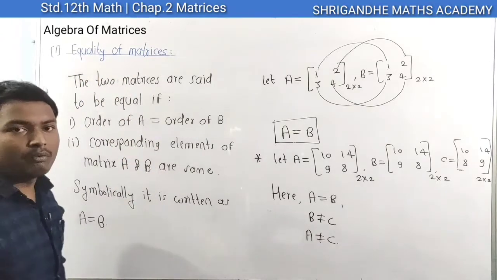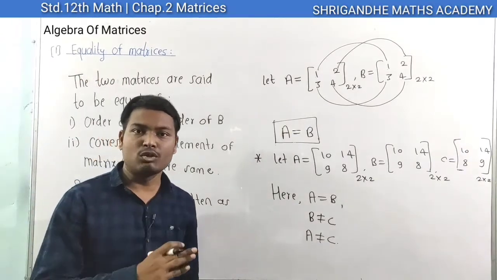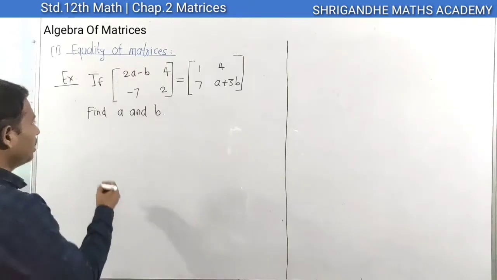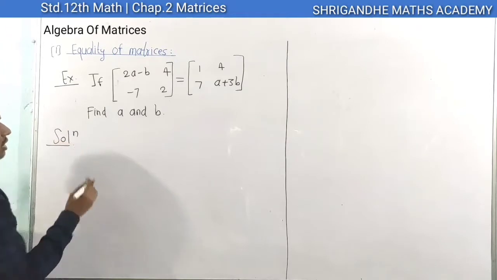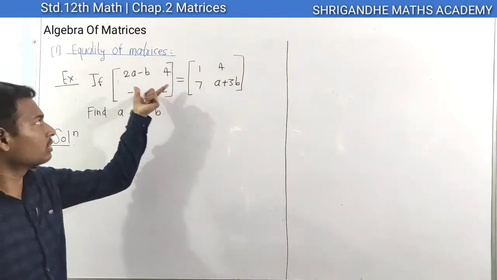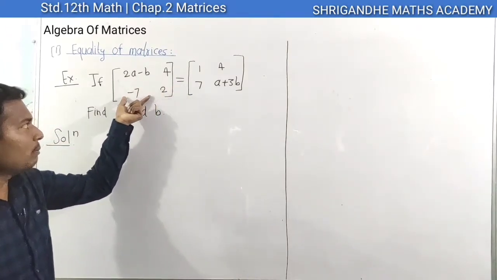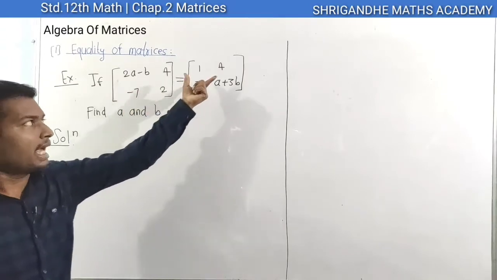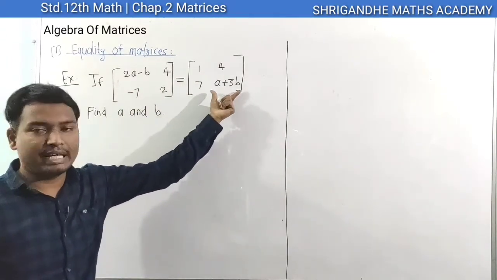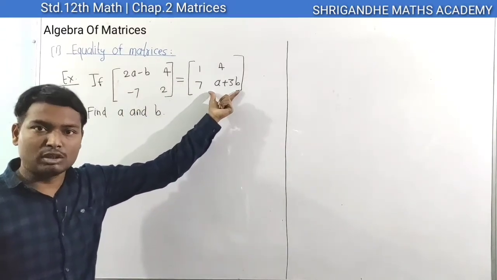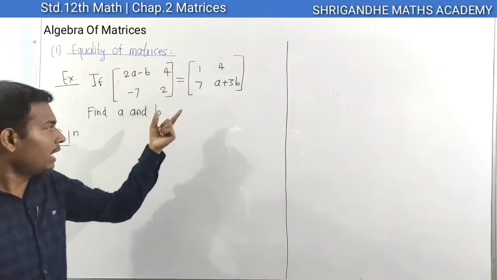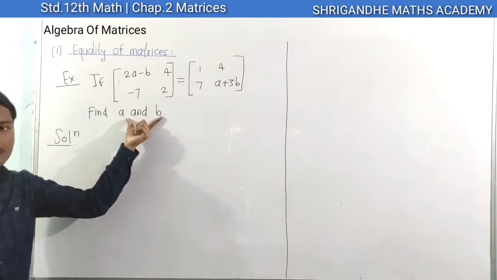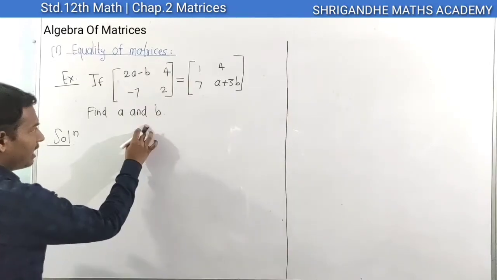Let me see one particular example of equality of matrices. Let me solve one particular example. Here, two matrices are given: 2A minus B, 4, minus 7, 2 is the first matrix, and 1, 4, 7, A plus 3B is the second matrix. Also, it is given that these two matrices are equal, and we have to find the value of A and B. Let us see how to find the value of A and B.